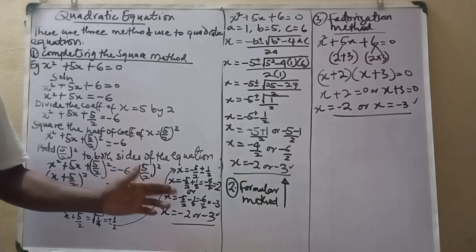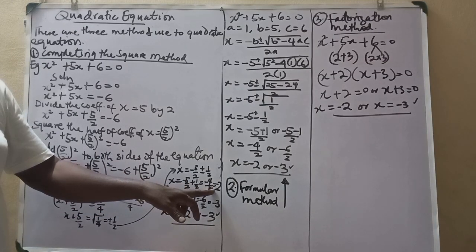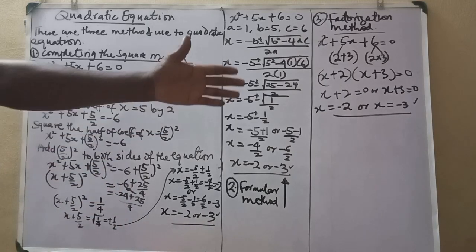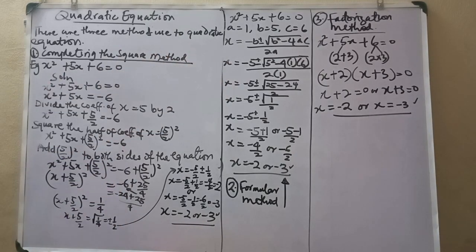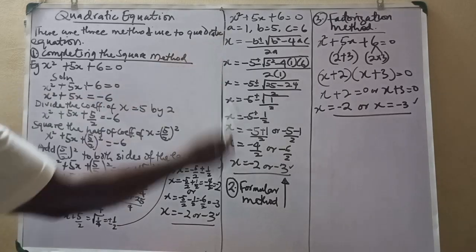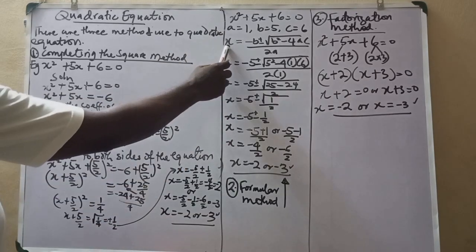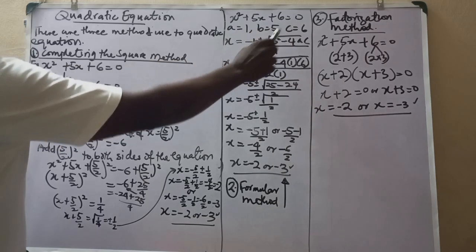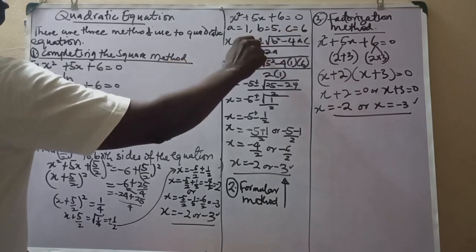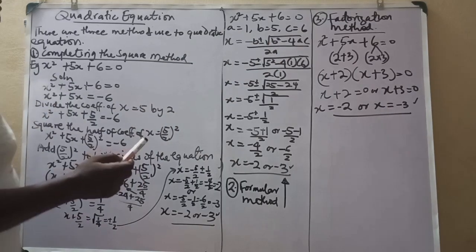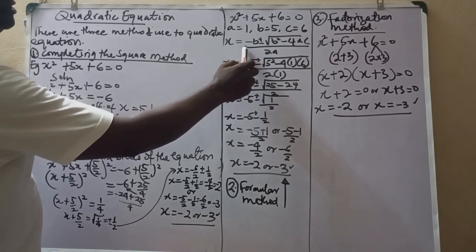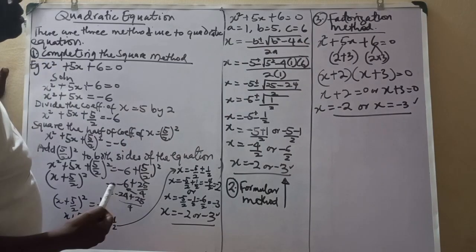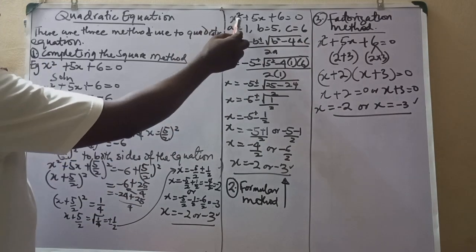So you can see here that our x is either minus 2 or minus 3. Good. So you find out that whichever method you are going to use out of the 3, you are going to have the same answer. Look at it here. Using the formula method, look at the formula here. X is equal to minus b plus or minus square root of b squared minus 4ac all over 2a. And you find out here that this 2a must cover the whole right hand side of the equation. Now look at the same equation.